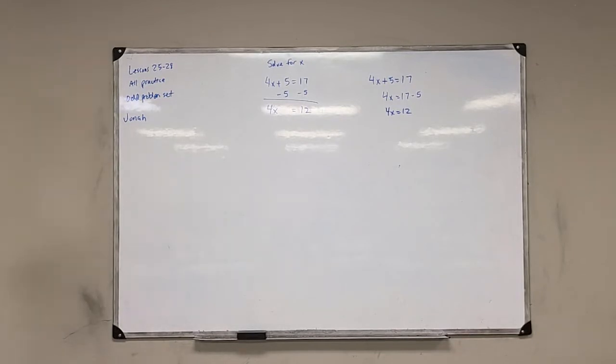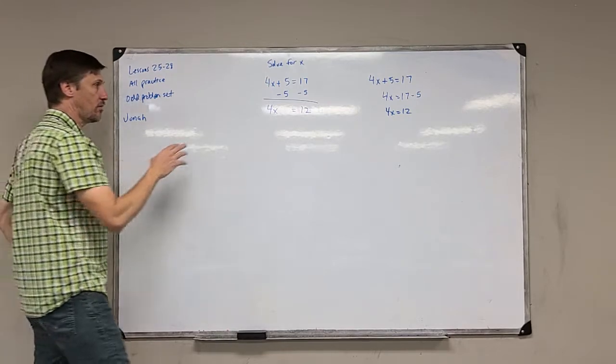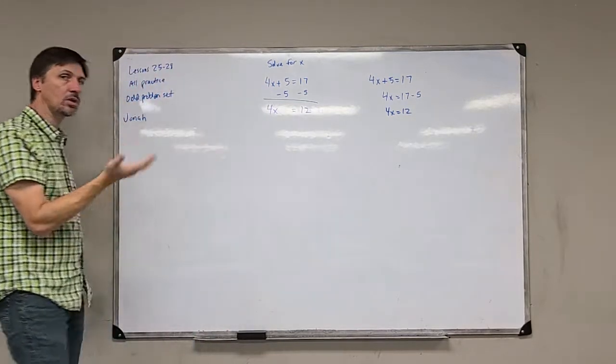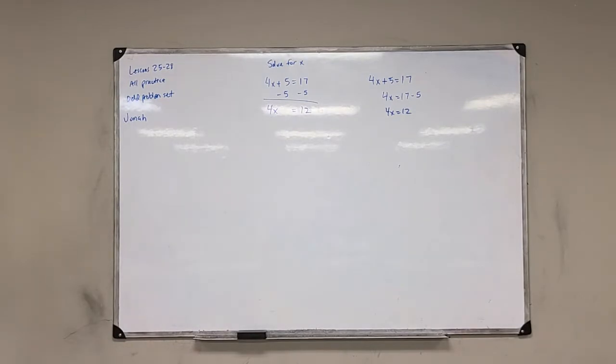Does that make sense? Do you see? You understand how I got what I got? 4x equals 12. Now I can get rid of the 4. How do I get rid of the 4? If it's multiplied times 4, then what's the reverse of multiplication? Division. So I'm going to divide it by 4.